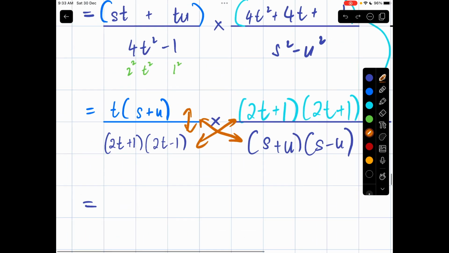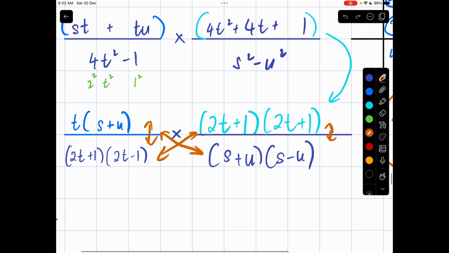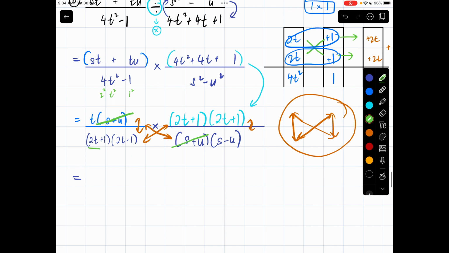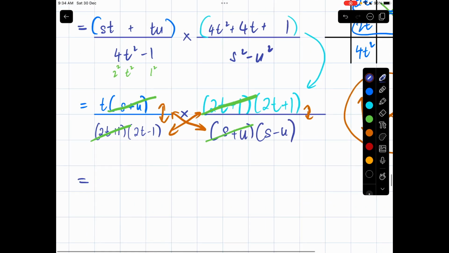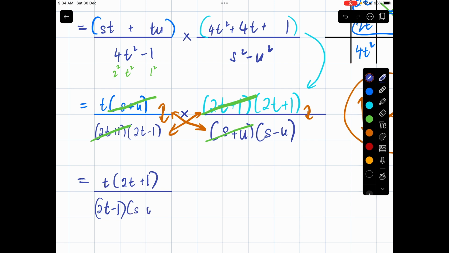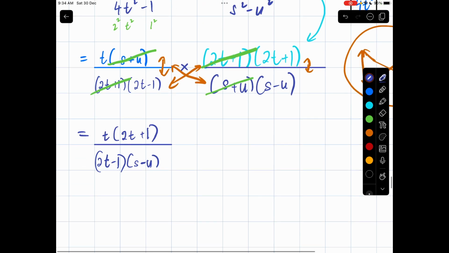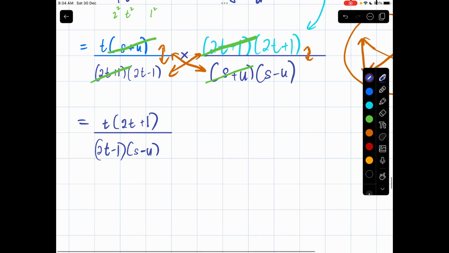So firstly, s plus u right over here and s plus u right over here. Just cut them both. Then 2t plus 1 here, 2t plus 1 here. Just cut them both. So what you're left with is, at top you have t times 2t plus 1 over 2t minus 1 times s minus u. As you can see, there's no further cutting possible. So this is the final answer.